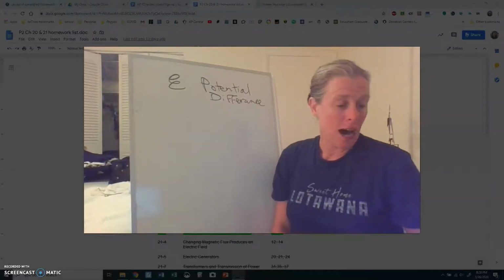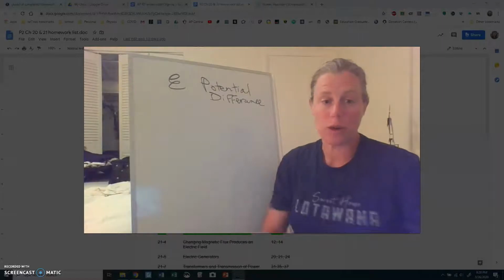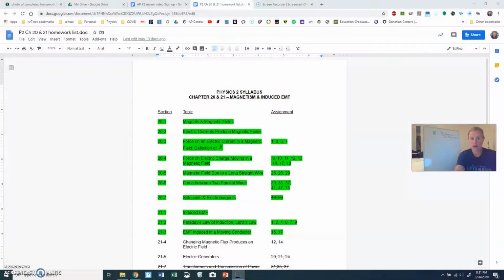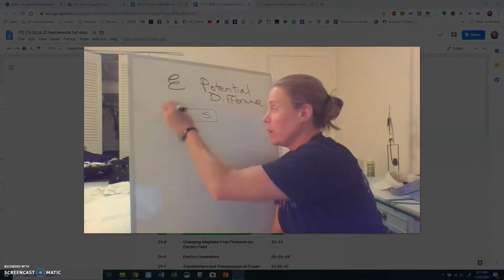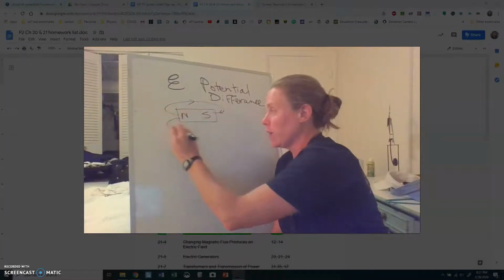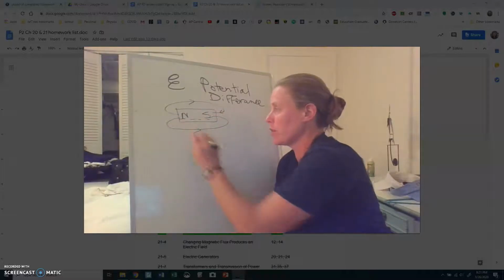So when we get into 20-1, let's take a look at that. 20-1 was really about magnets and magnetic fields, and a north and a south pole. Let's try to remember which way these magnetic field loops go from a magnet. It should be going out of north into south, and they go through this here.